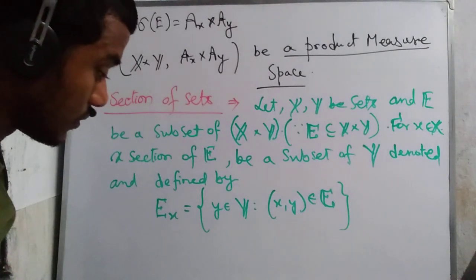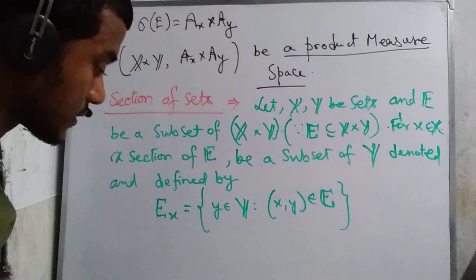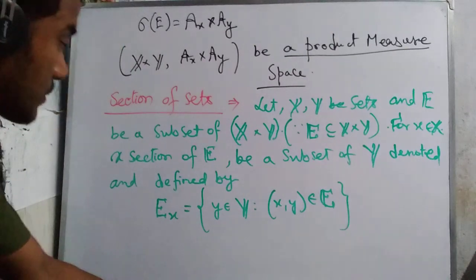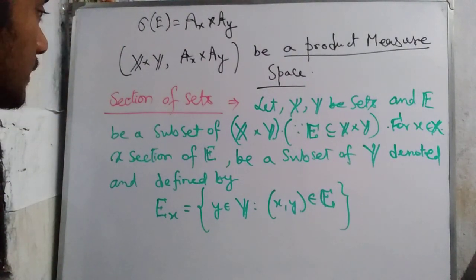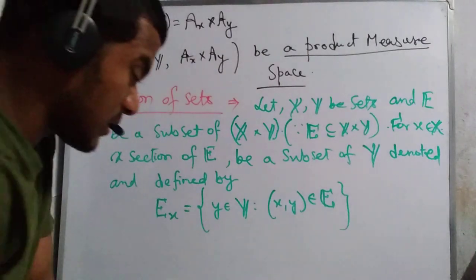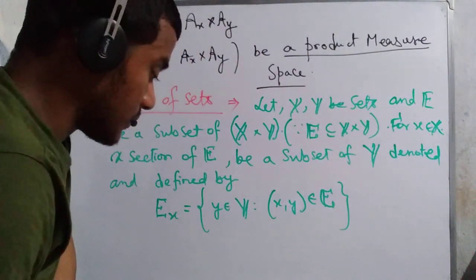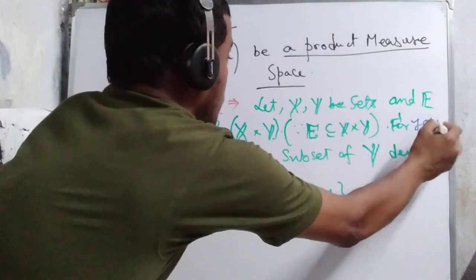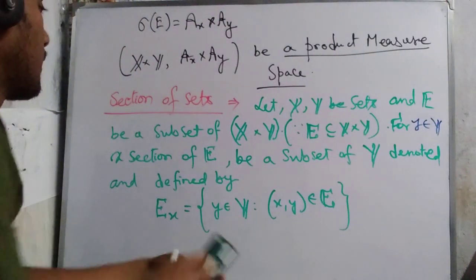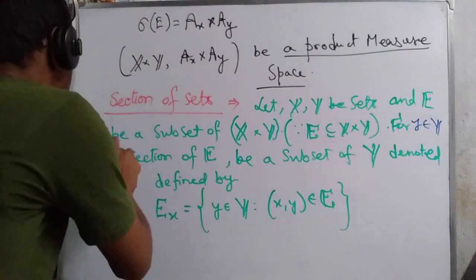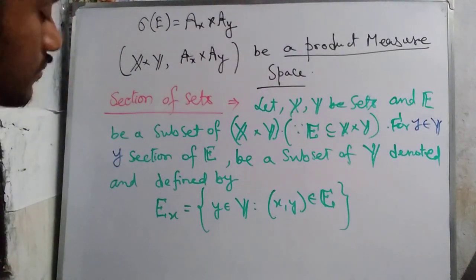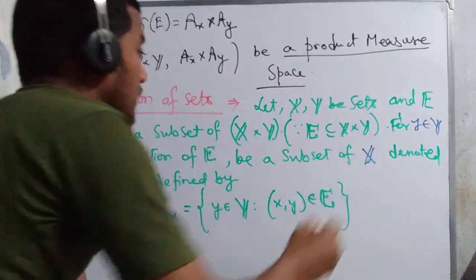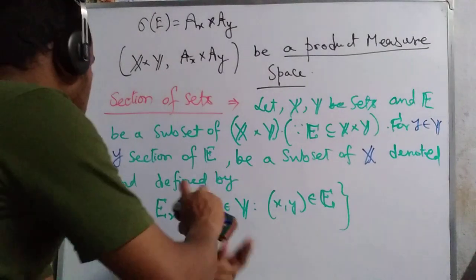So next we talk about the y section of E. We erase that portion, and this one is similar, so we write the same thing here, just changing something. For y belongs to Y, the y section of E is a subset of X, denoted by E^y.